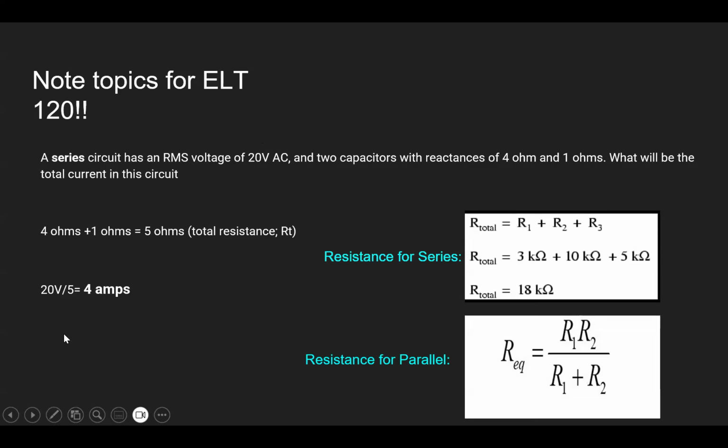So essentially, it's the same math that you had to use in ELT 120 when we were doing problems with Ohm's law. But this time, instead of having resistance, you're having reactance. But it's essentially the same math because reactance is just another kind of resistance. So any questions on doing a math problem like this? Hopefully this one was pretty straightforward as well.